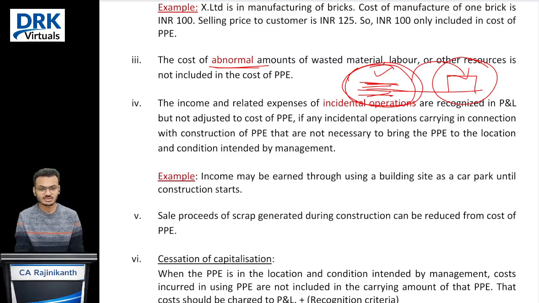Correct? And one more thing. While constructing the building, generally scrap generates, correct? So if we sell that scrap in the market, whatever the sale proceeds we get, that sale proceeds we can reduce from the cost of PPE. That is what the standard is saying, right?